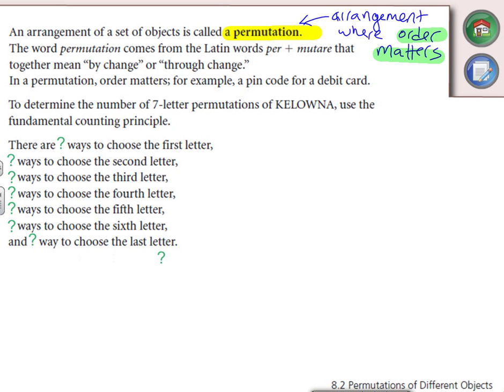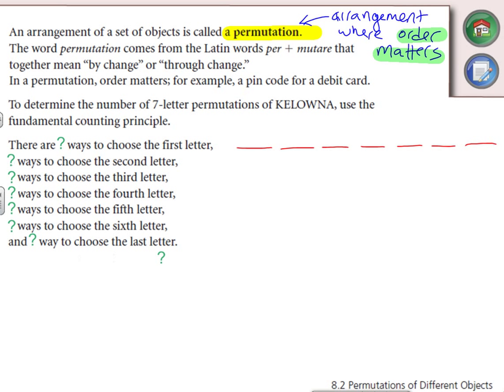And I'll discuss as we go through what I'm really meaning by order matters. You'll see as we go through. Okay, so we're going to look at the 7-letter permutations of Kelowna. And we're going to use fundamental counting principle. So the way we do this, first letter, second, third, fourth, fifth, sixth, seventh. I suggest you write out those letters.